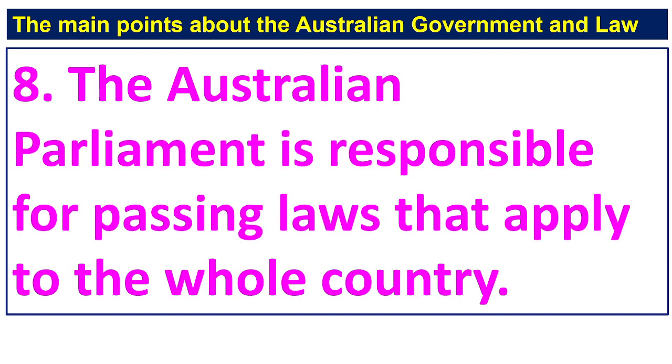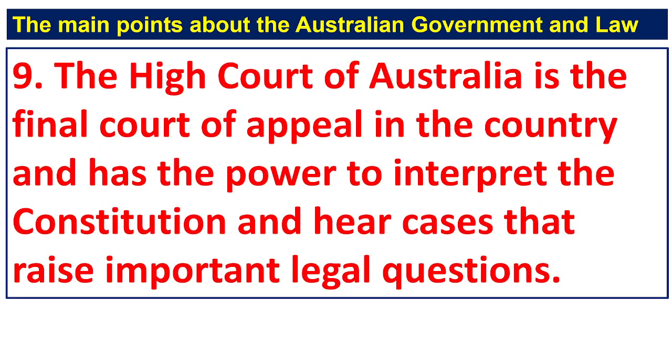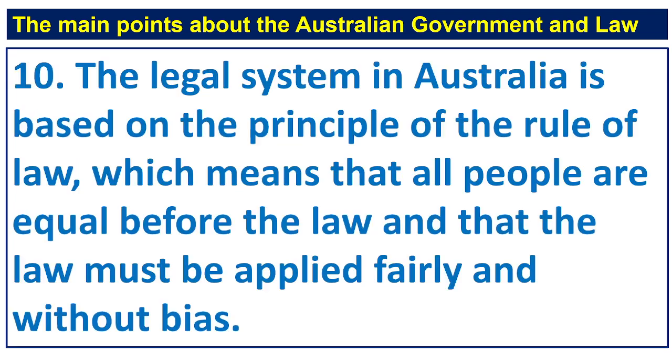8. The Australian Parliament is responsible for passing laws that apply to the whole country. 9. The High Court of Australia is the final court of appeal in the country and has the power to interpret the Constitution and hear cases that raise important legal questions.